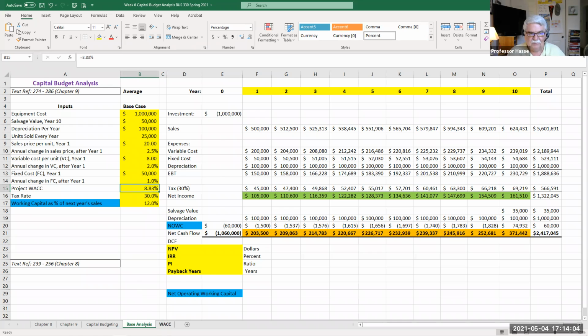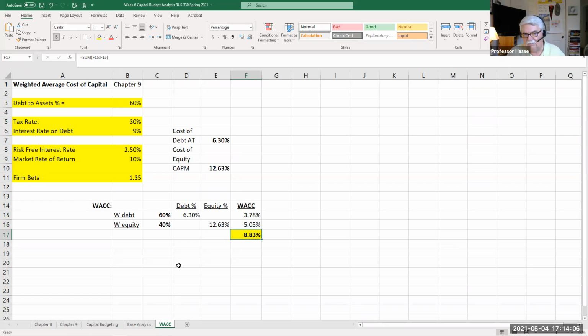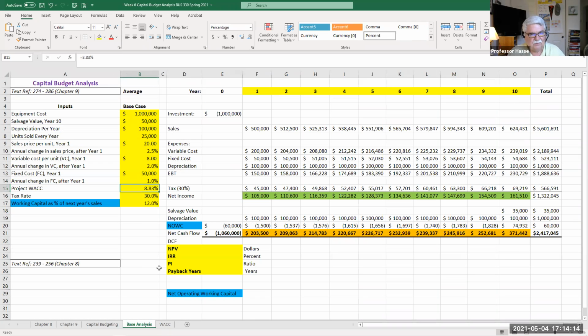The cost of capital is calculated here, and this is the subject of our discussion from chapter 12 on class on Wednesday. How do you calculate the cost of capital, the expected return?